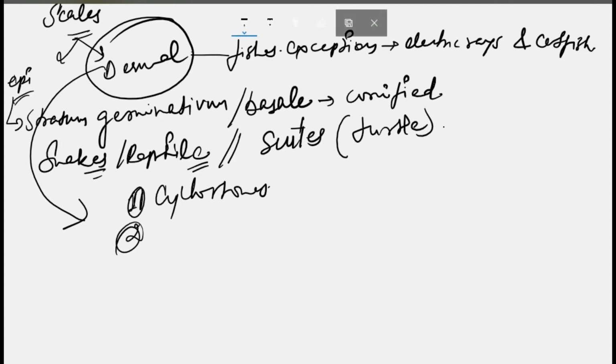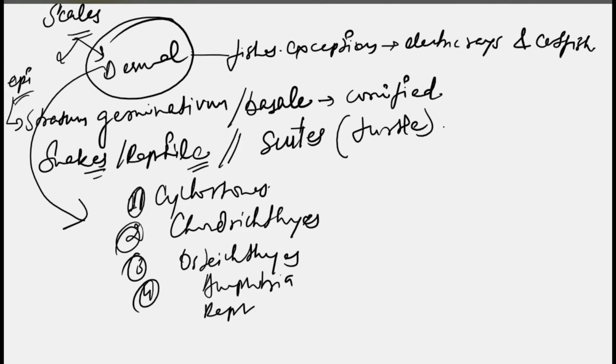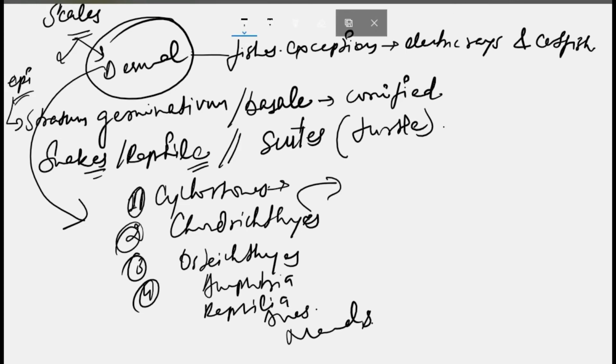So we are directly diving into chondrichthyes, and then osteichthyes, and then amphibia, then reptilia, then aves, and finally the mammals. Okay, cyclostomes are not having any scales. We are studying directly from the chondrichthyes.